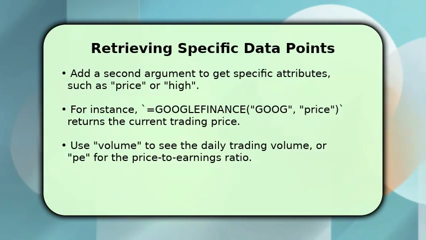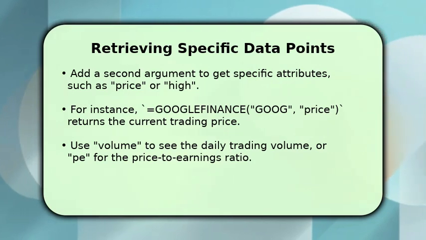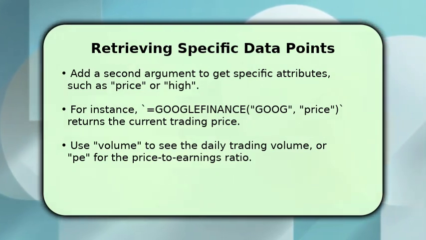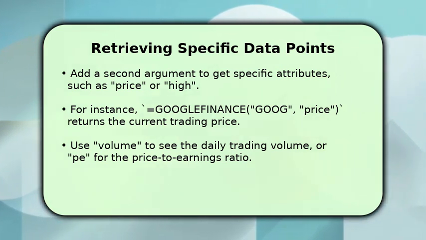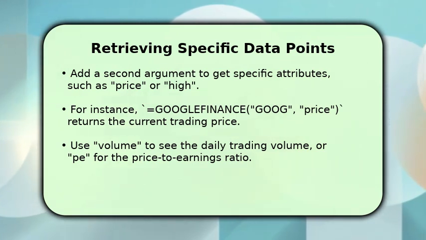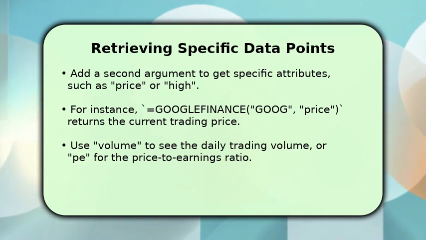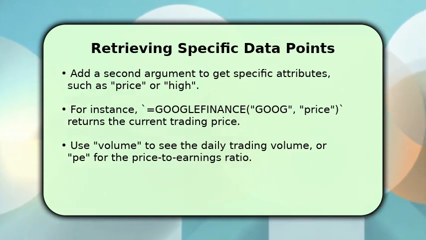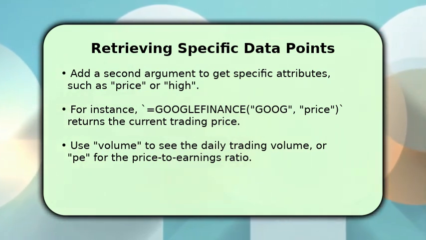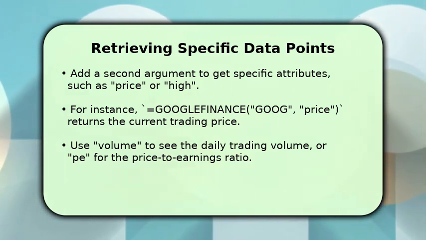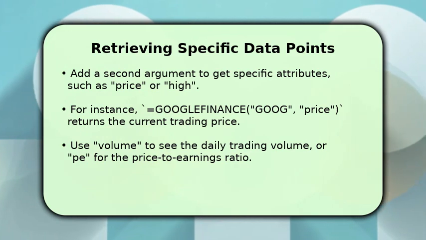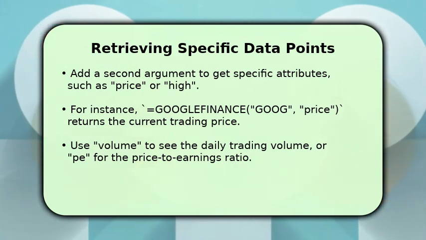Beyond just the current price, you can retrieve many specific data points. After the ticker symbol, add a comma and then the desired attribute in quotation marks, such as high for the day's highest price or low for the lowest. Other useful attributes include volume for trading activity and market cap for market capitalization. This allows you to customize the financial information you track with great precision.